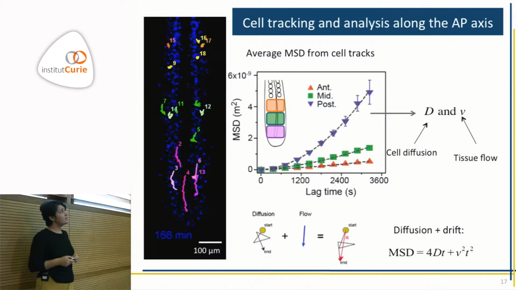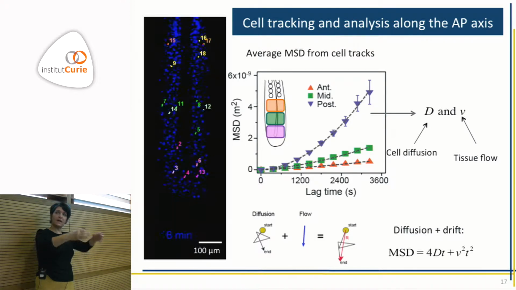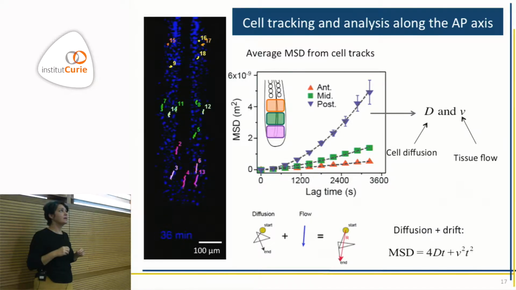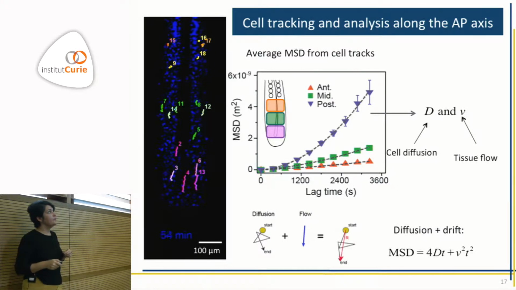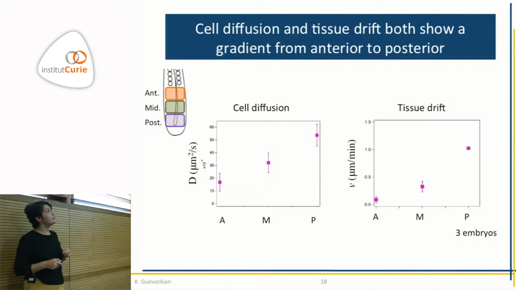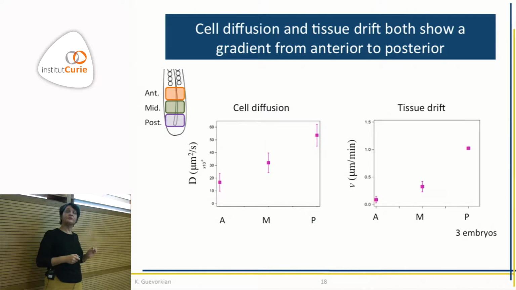To analyze this MSD, we considered an MSD of this form, which has 2 parts. We have a diffusive part for the cells, and we have a drift term for the tissue. The tissue has a drift, so it's growing, but at the same time, the cells inside this tissue are diffusing. With this fit, we got the data for D and V. What we see here is that there is a difference between the diffusivity of the cells at the anterior of the embryo versus the posterior, and the same for the velocity of the tissue.